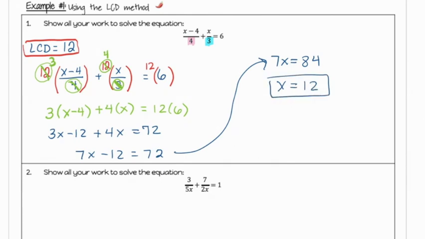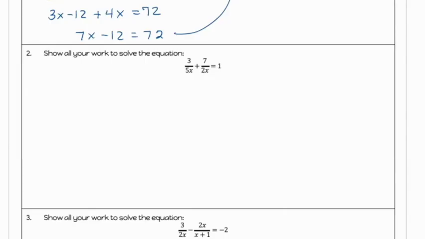Okay, so I solved my equation. For number 2, show all work to solve the equation. First thing I'm going to do is identify my denominators. So this time I have a 5x and I have a 2x.